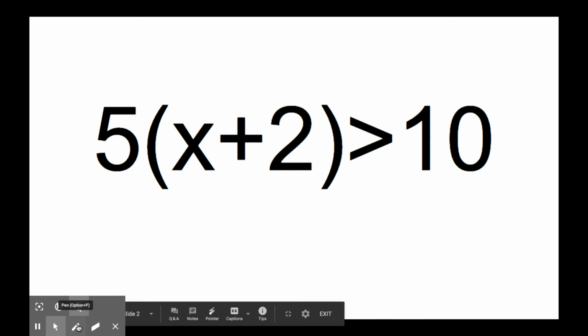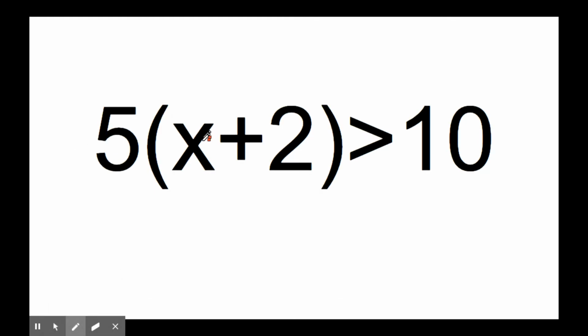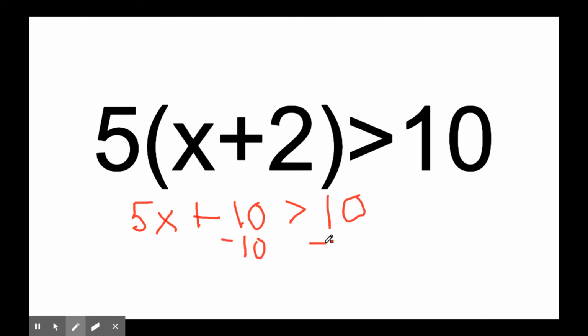And so this one right here has the distributive property. So we would say 5 times x, which is 5x, and then 5 times 2, which is 10. And then that is greater than 10. Okay, so now we have a basic two-step inequality, and I'm going to subtract 10 on both sides.